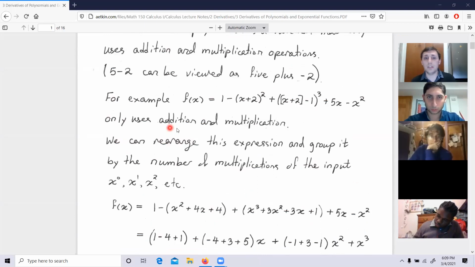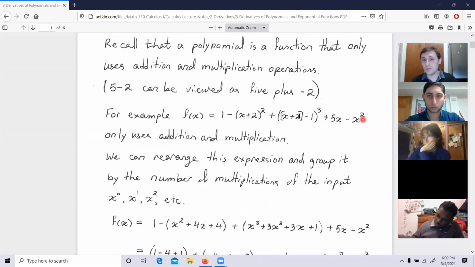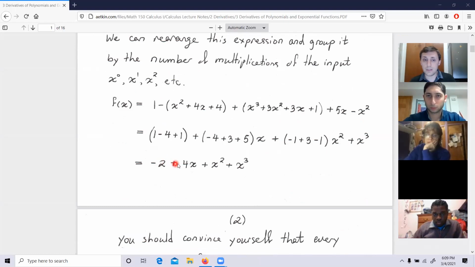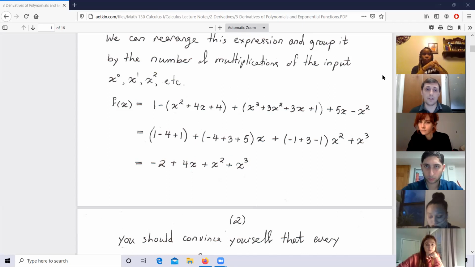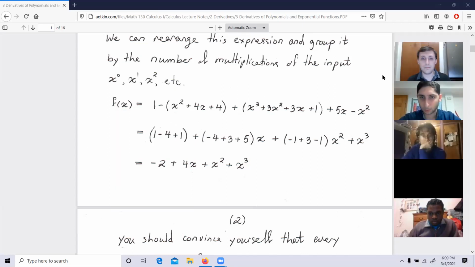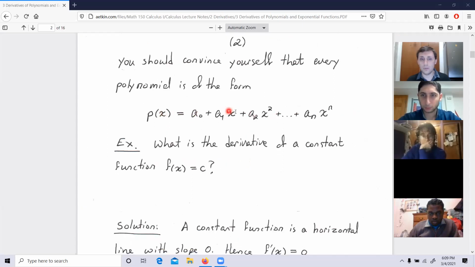So for example, if this is a function, it uses only addition and multiplication. Obviously it's polynomial, and I can rearrange it into polynomial form: -2 plus 4x plus x squared plus x cubed. That means here I use no x, here I use x once, twice, 3 times. You understand, right? Because of that, we have this polynomial form. Here is the general polynomial form. Good.